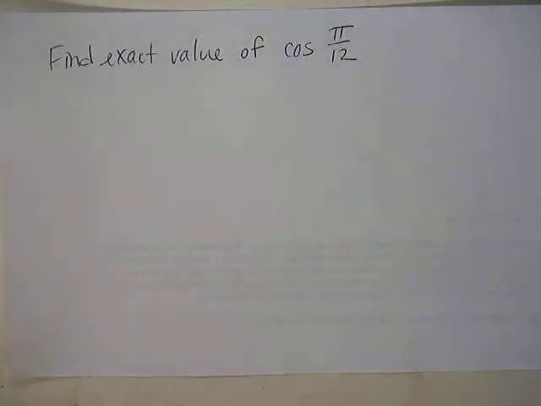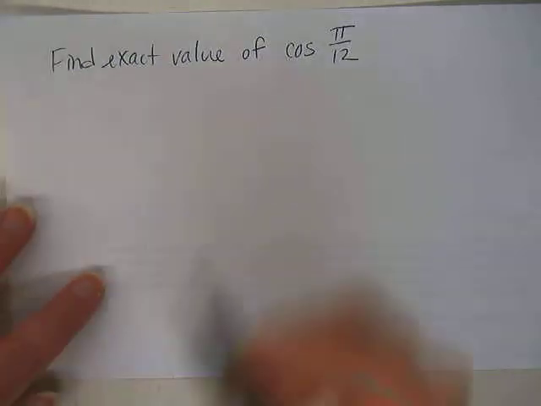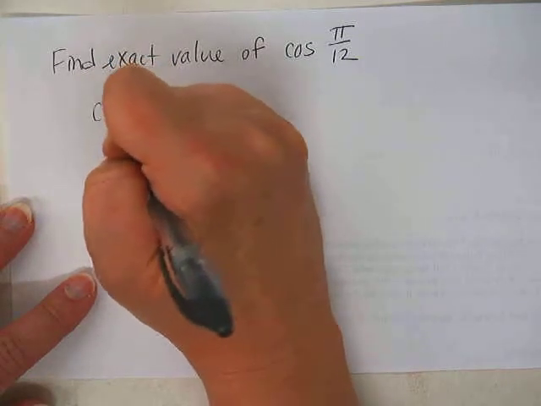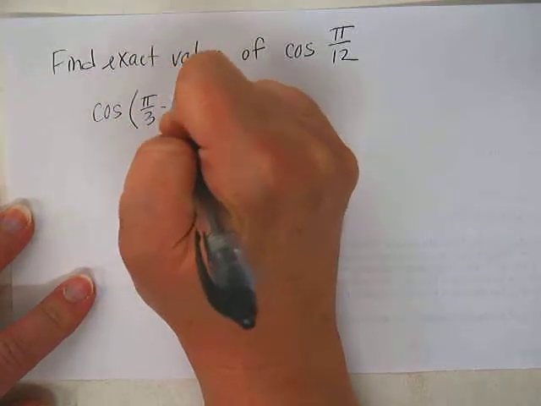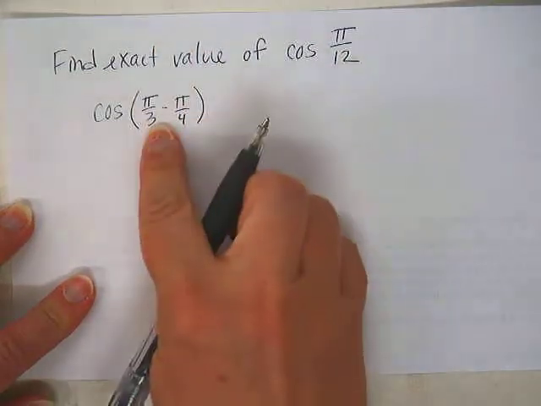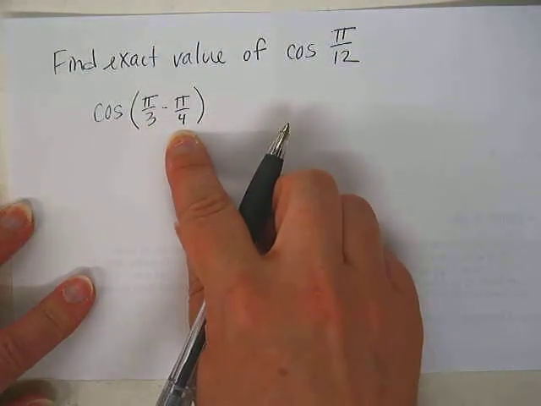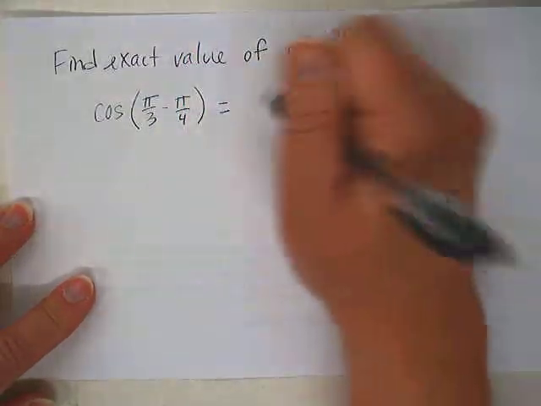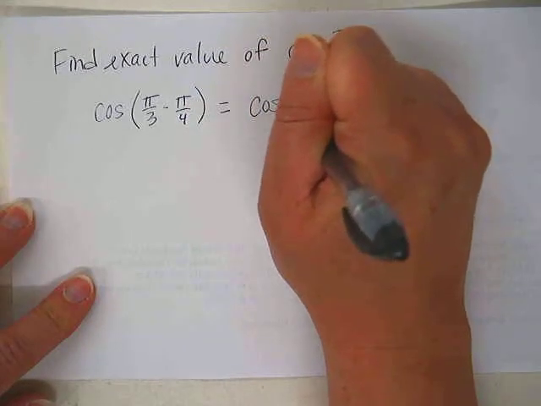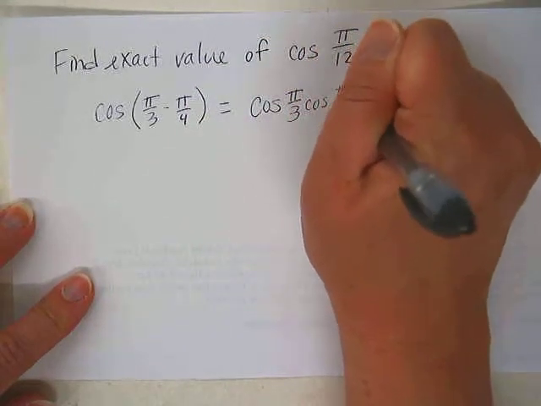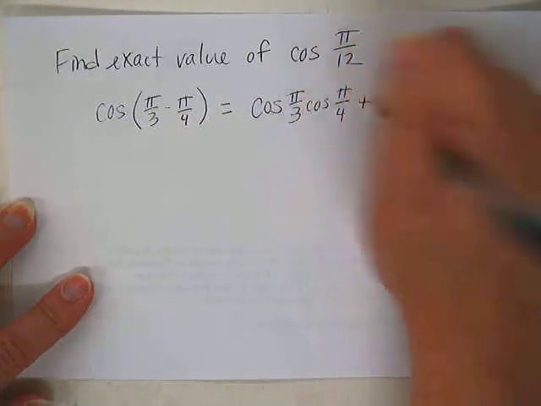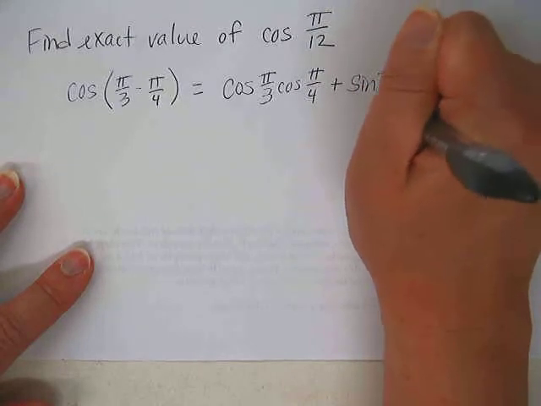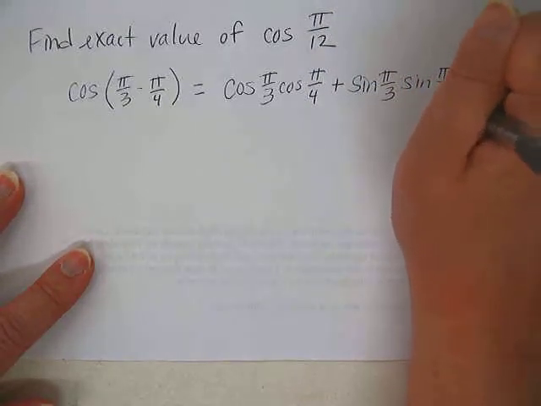We could use pi thirds minus pi fourths, because that would be 60 minus 45, which is 15, and this would be a 15-degree angle, right? Does that look right? Okay, so then the identity is cosine pi thirds, cosine pi fourths, and the difference identity is plus, for some weird reason, and sine of pi thirds, sine of pi fourths.